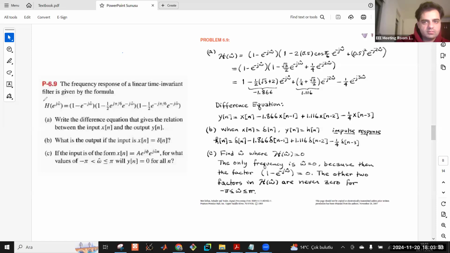Again, we are given frequency response, difference equation. For the difference equation, first we do the multiplication. This is the result of multiplication. And difference equation will be xn minus this value times xn minus 1, this value times xn minus 2, and 1 over 4 xn minus 3.